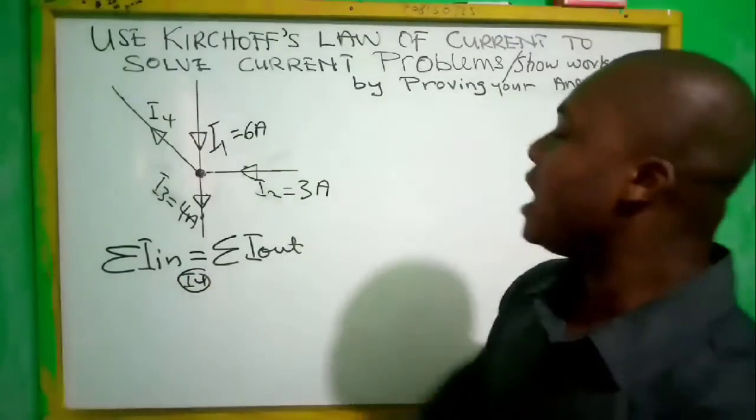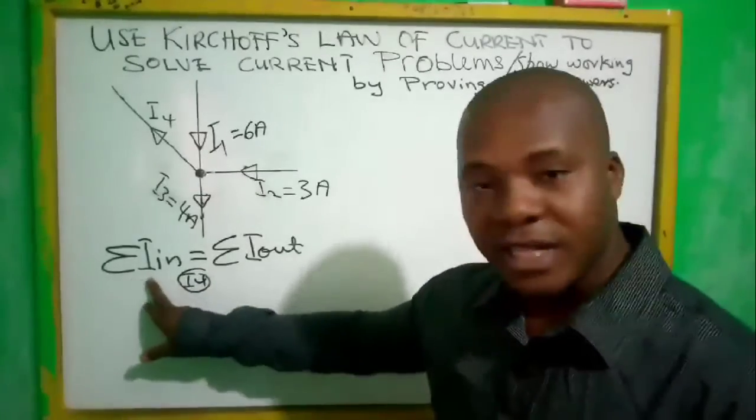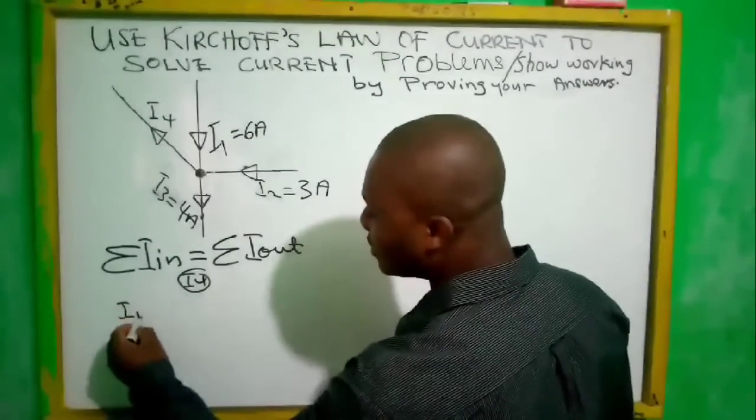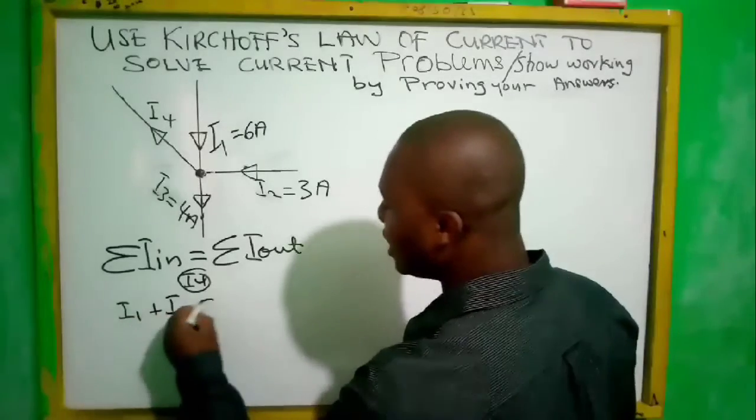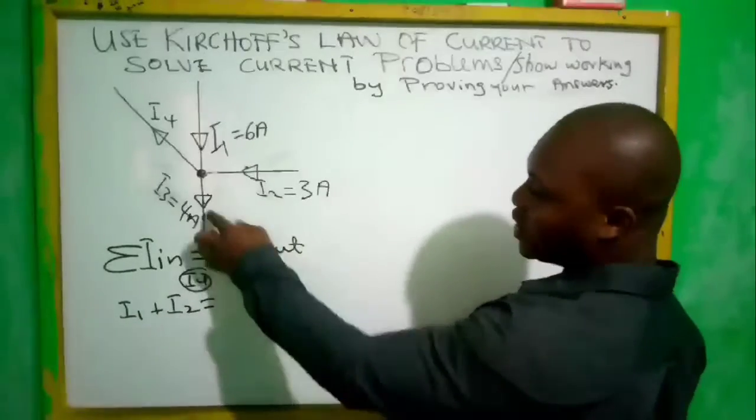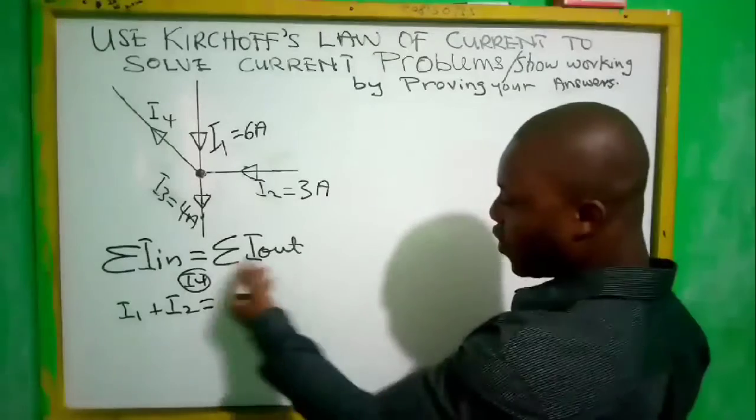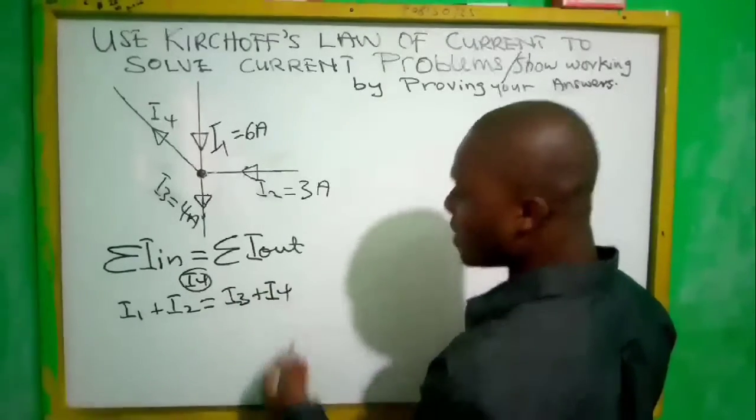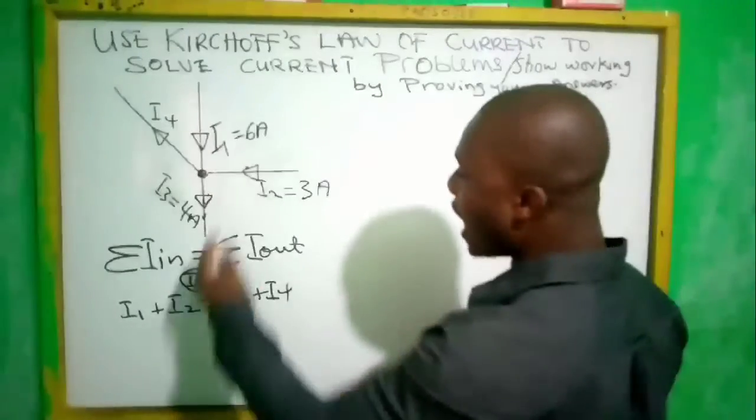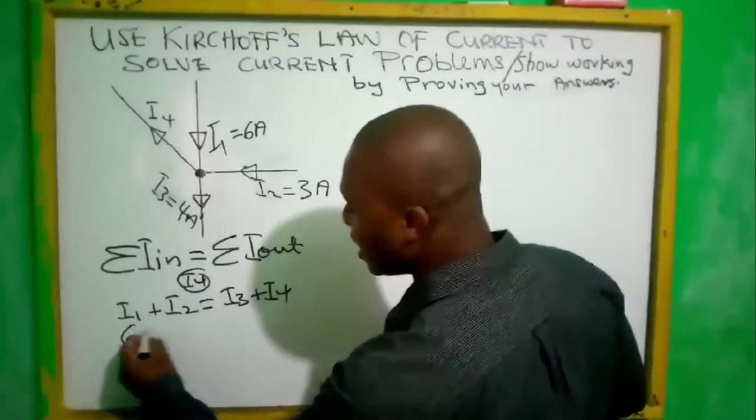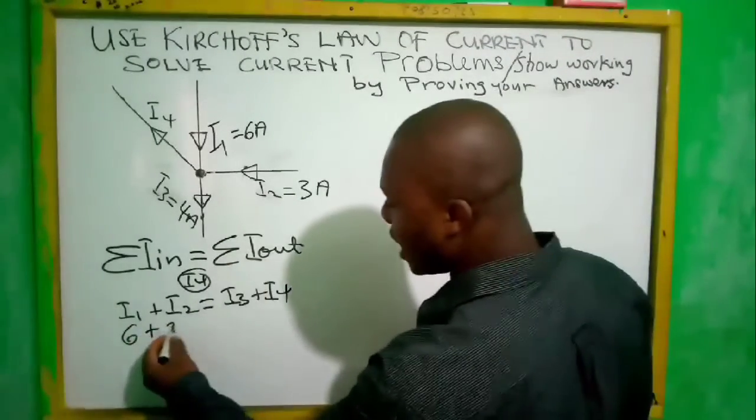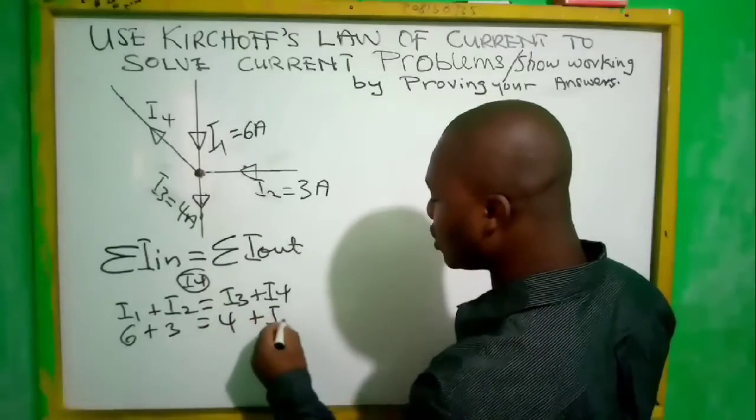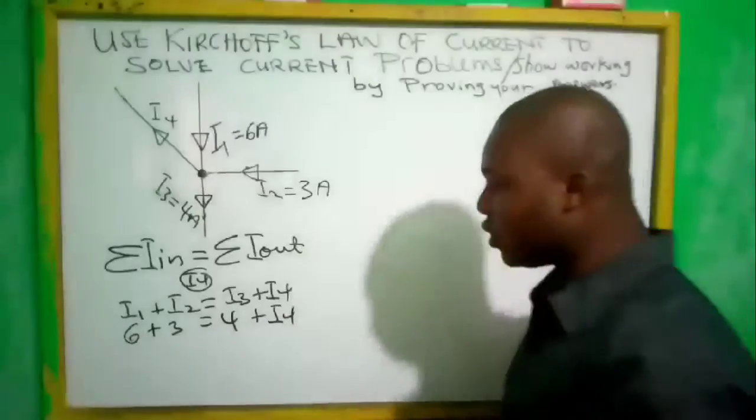So let's say current in is what? I1 and I2. So you write I1 plus I2 is equal to current out, which is I3 and I4. They are going out. So I3 plus I4. Let's put the values. I1 is 6 amps. I2 is 3 amps. I3 is 4. I4 is unknown.